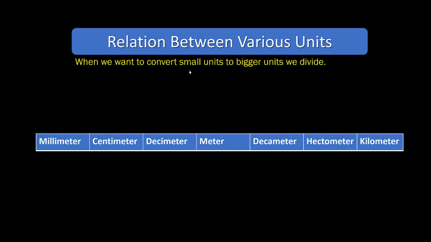Now, if we want to convert small units to big units, we're going to divide. Say I have to convert millimeter to centimeter, so I'm going to divide it by 10. If I want to convert centimeter to decimeter, I'm going to have to divide it by 10. If I want to convert decimeter to meter, I'm going to have to divide it by 10, and so on.